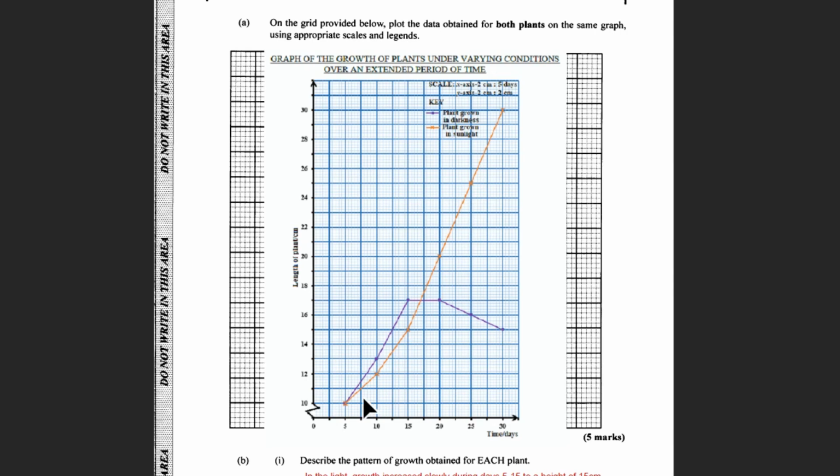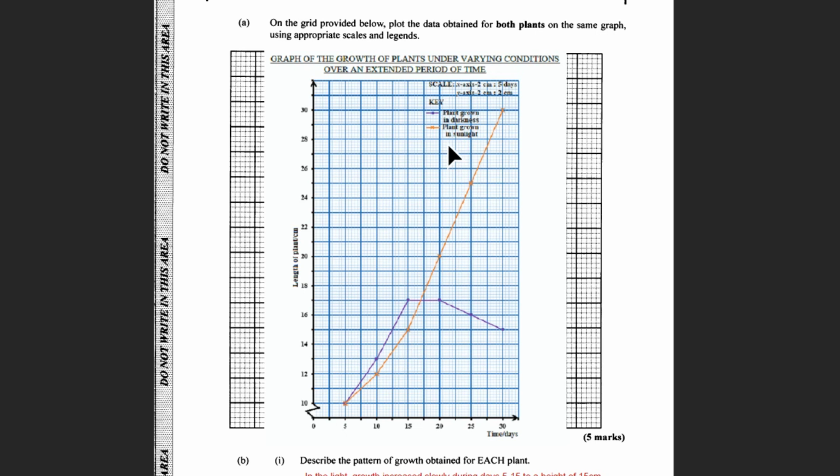Whereas for the plant grown in sunlight, it increases not as rapidly as the one grown in darkness, but then it steadily increases at a certain point. We'll see that there's a scale and a key. Whenever there's 2 data sets, you want to ensure that you have a key.